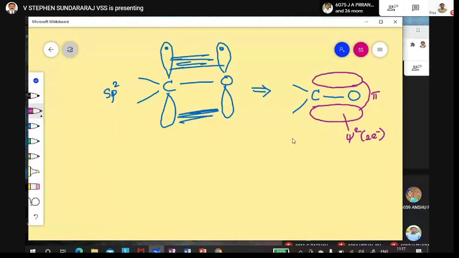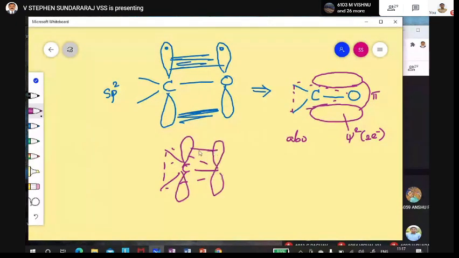I told you this is your plane, and this is the carbon. This orbital will be perpendicular to the plane, and that orbital only will have this attraction. That means this cloud will be above and below the plane. Above and below the plane, understand that. They will be present above and below the plane. You have to understand this.